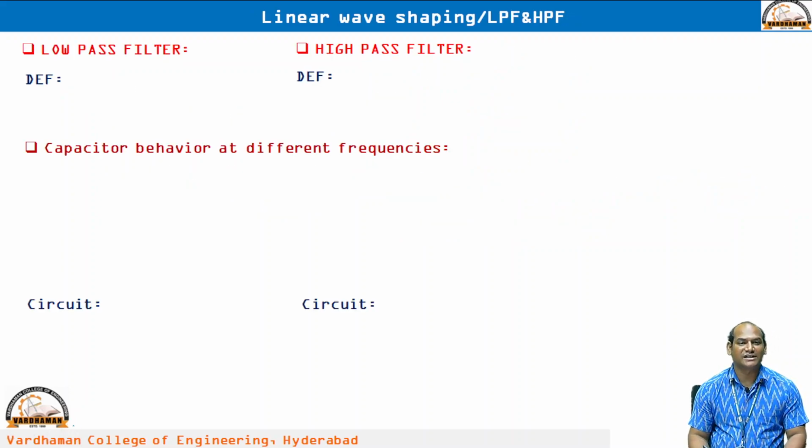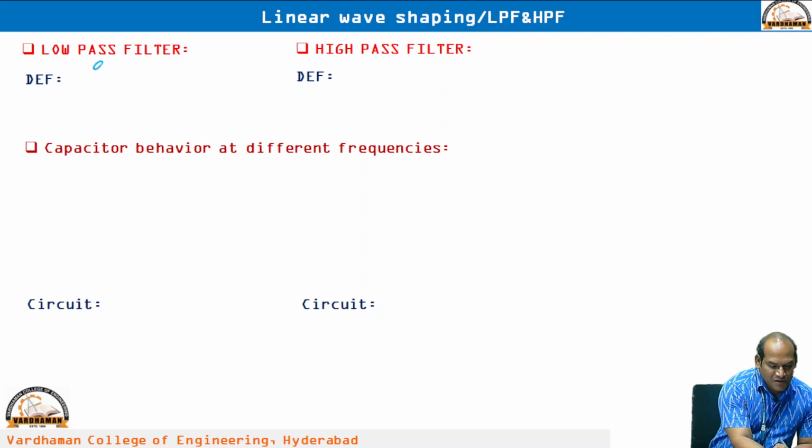Now, we will enter into the first unit. In case of linear wave shaping, we have understood that one. We have two circuits, one is the low pass filter and the second one is the high pass filter. So, low pass filter, what is the definition for that one? The name itself is giving the information here. It is allowing low frequency components of the input signal, and it is rejecting the high frequency components of the input signal.